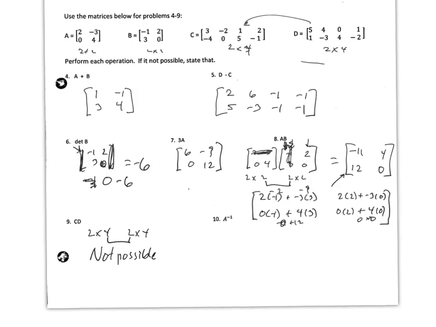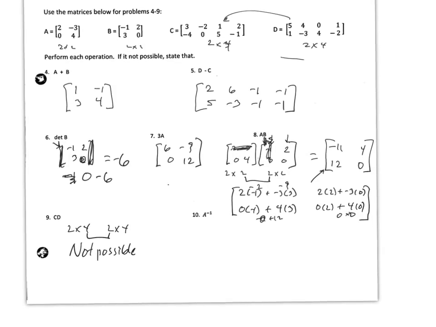And the inverse of A. So the first thing with the inverse is you have to find the determinant. Unfortunately, I asked for the determinant of B, so we still have to find the determinant of A. So the determinant is going to be 8, because you go on that first diagonal, minus 0. So our determinant is 8.